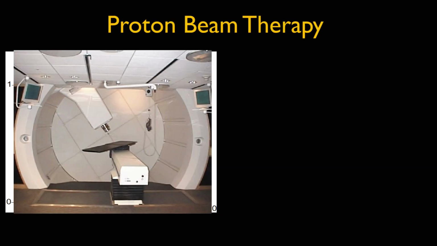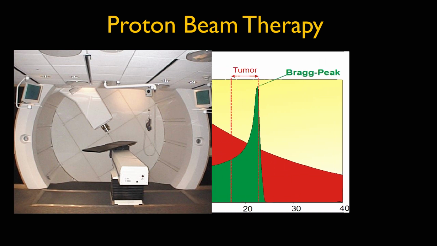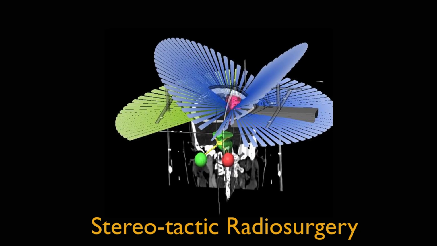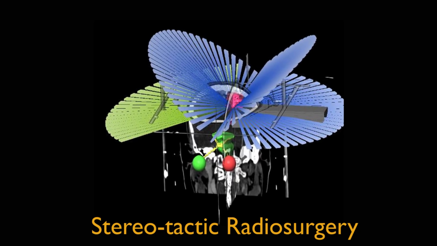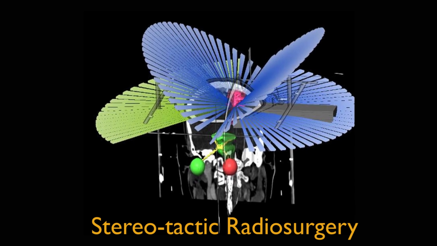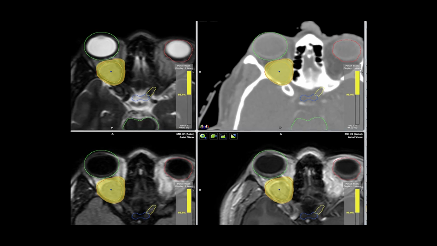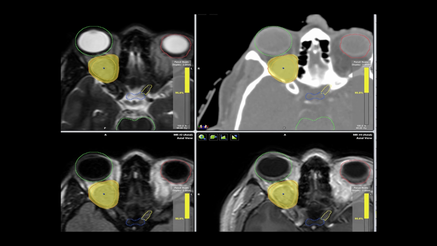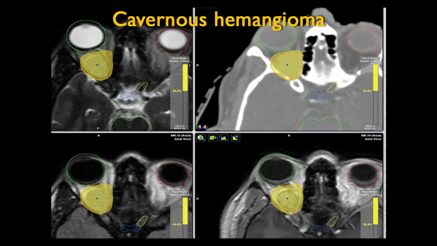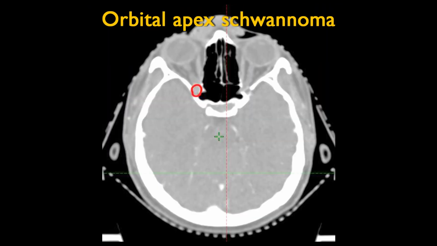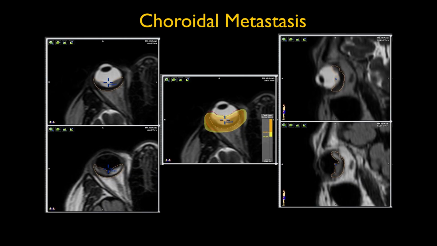Proton beam therapy is a newer advance which delivers higher lethal dose to the tumor with minimal damage to surrounding healthy tissue. Stereotactic radiosurgery works on the principle of stereotactically guided conformal irradiation of a target in a single session up to 5 fractions using X-knife, cyber-knife, gamma knife, tomo knife for ultra precision. The indications of stereotactic radiation include surgically inaccessible tumors such as cavernous hemangioma, optic nerve glioma, orbital apex meningioma, orbital apex schwannoma, or choroidal metastasis.